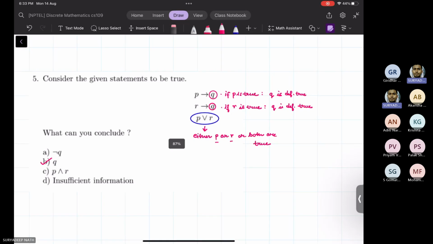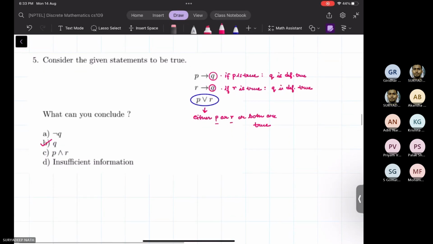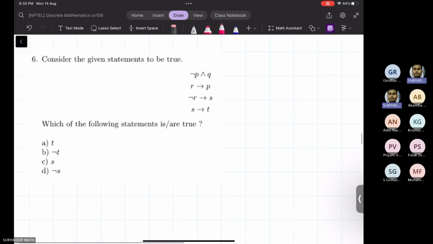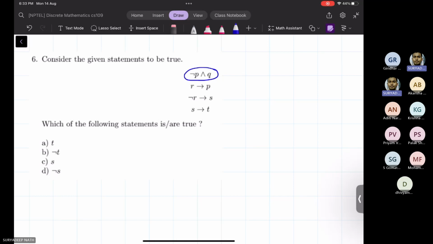All right, so we'll be moving on to the next question. Again, we have some statements that are given. So we have negation of P and Q is true. R implies P, negation of R implies S, and S implies T. So these three are implications. The first one is a statement. So which of the following is true or false? So can anyone take a guess which of the following would be true or false?